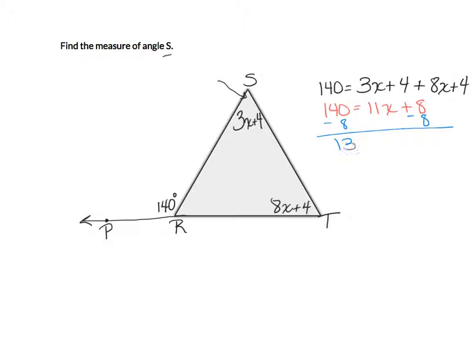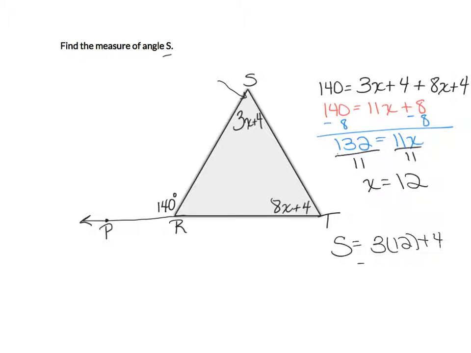Got 132 is equal to 11x. And divide both sides by 11 to get x equals 12. Okay, now we're not finished because this problem asks us to find the measure of angle S. So we want to plug 12 into the x for angle S. So angle S is equal to 3 times 12 plus 4, or 36 plus 4, which is 40. So the measure of angle S is 40 degrees.